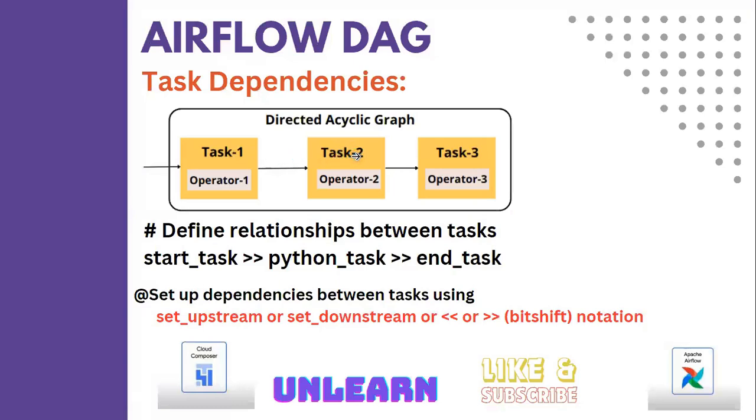So we define the given Python function. The Python function can be called using the Python operator, with the python_callable parameter. So we use the Python operator to define the Python function. And for task three, we use the dummy operator again.